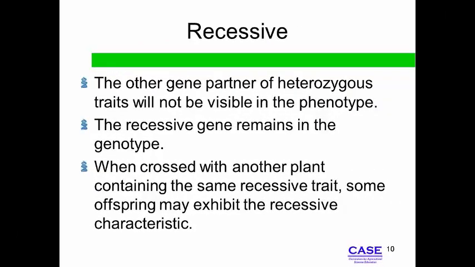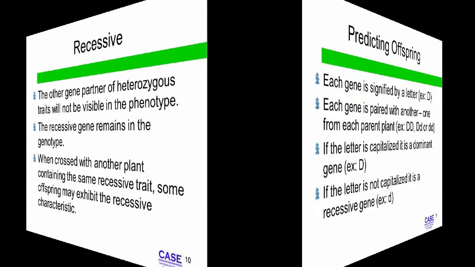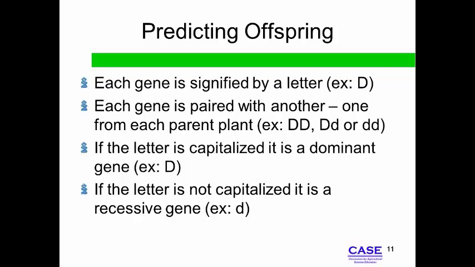The silenced recessive gene is still present in the genotype and may be passed on to future offspring. If an offspring receives 2 recessive genes for the same trait, it will be expressed in the recessive trait rather than the dominant trait. Knowledge of dominant and recessive traits can help you predict the genotype and phenotype of offspring.